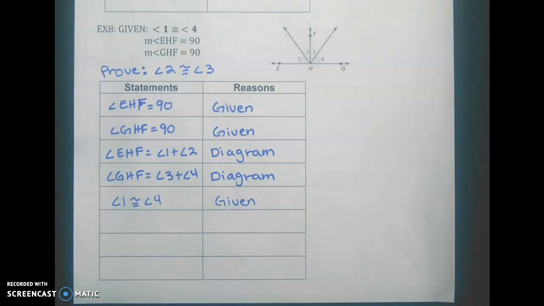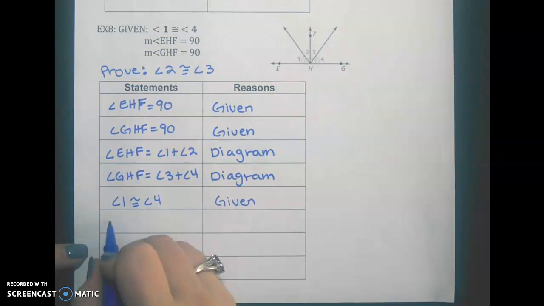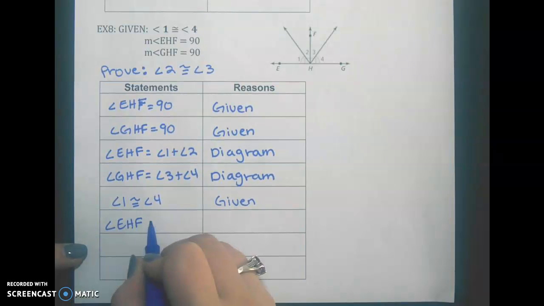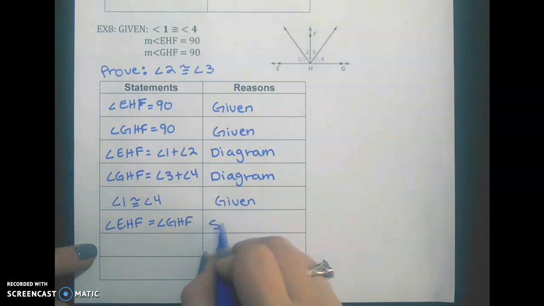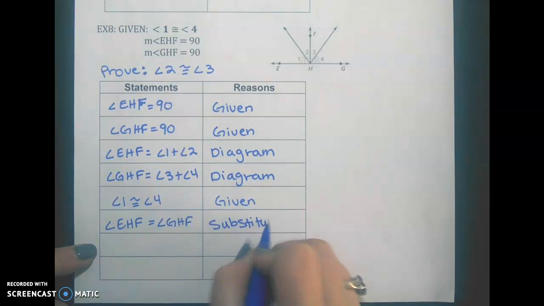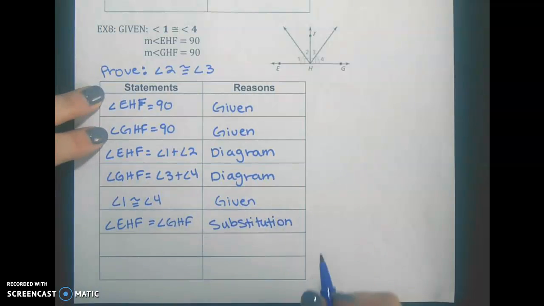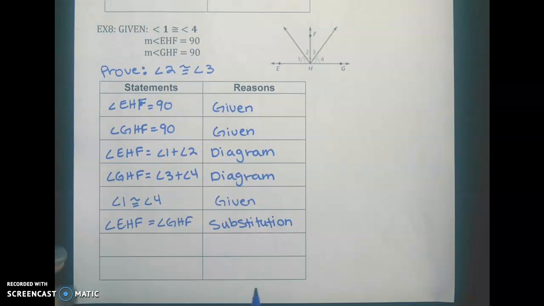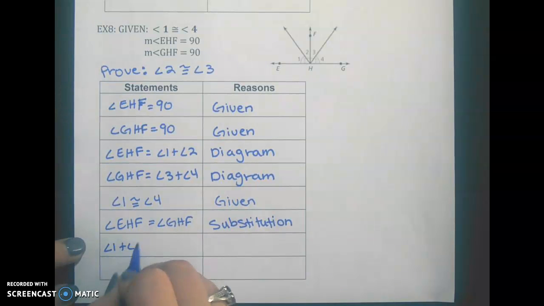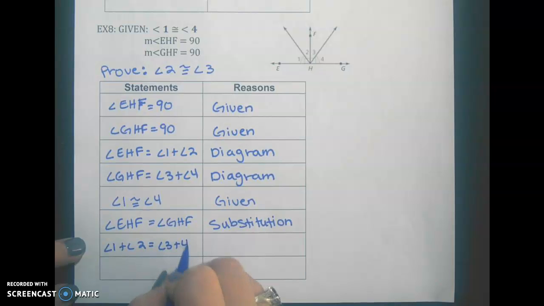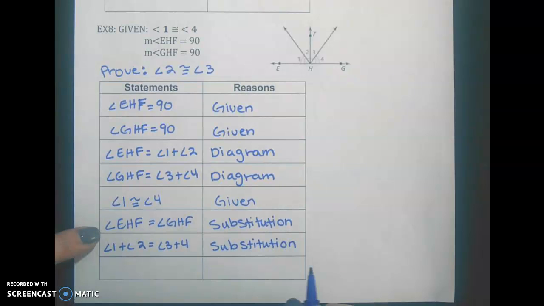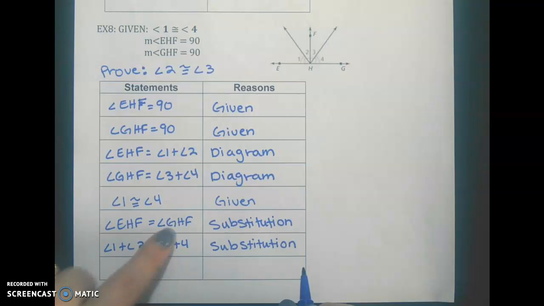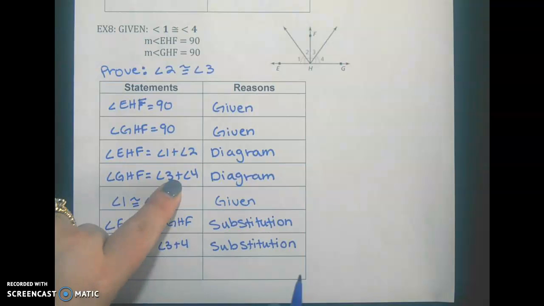So next, I want to make the statement that angle EHF is equal to angle GHF. And I can do that by substitution, from my top statements where they're both equal to 90. So then I can say that angle 1 plus angle 2 is equal to angle 3 plus angle 4, again because of substitution. We already said that angle EHF is equal to angle 1 plus angle 2, and we already said that angle GHF is equal to angle 3 plus angle 4.